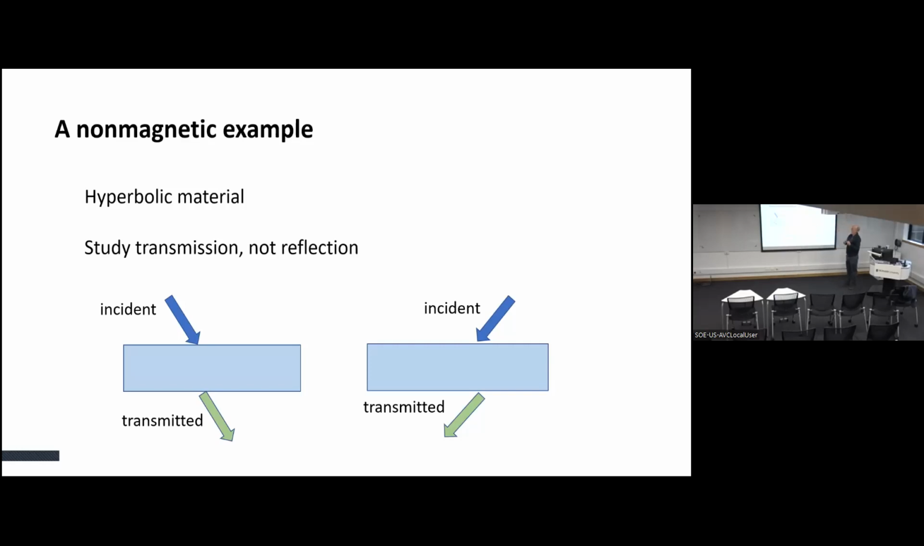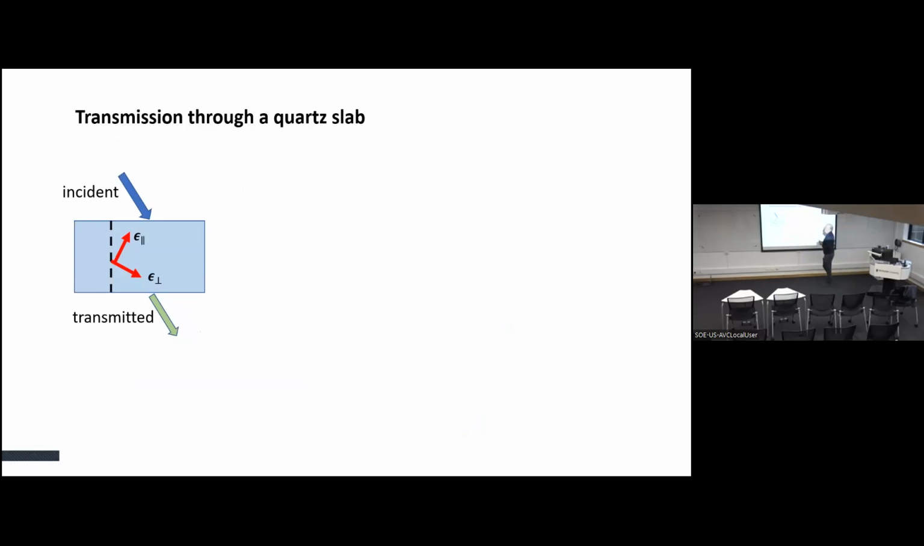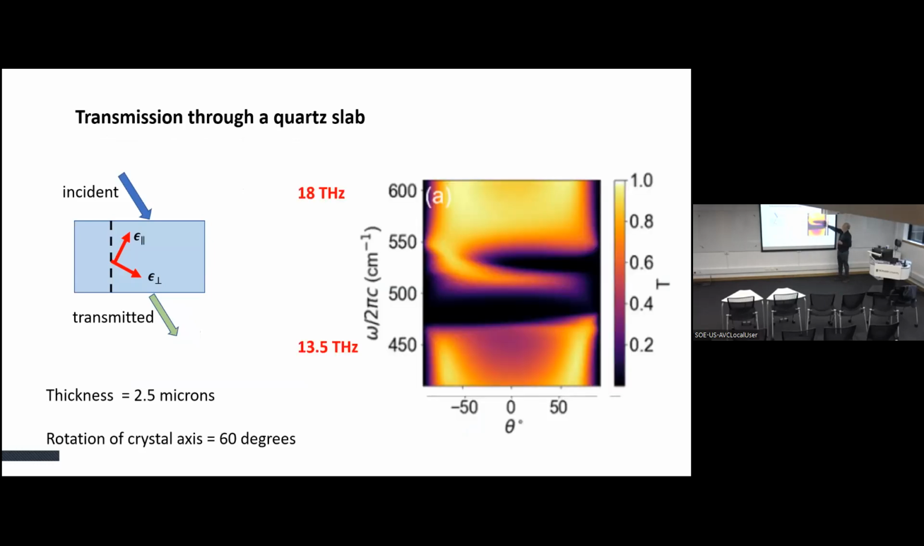So we're going to just transmit through a quartz slab, but it's a little complicated. Quartz has two different dielectric constants depending on whether you're on a principal axis or not. And we're going to rotate that with respect to the slab. Just as an example, a 2.5 micron thick slab, where the rotation is going to be 60 degrees. And here is, again, a nice complicated color map. The colors show you what is transmitted. By the way, the frequencies here range from 13.5 to 18 terahertz. If you like wave numbers, 450 to 600.